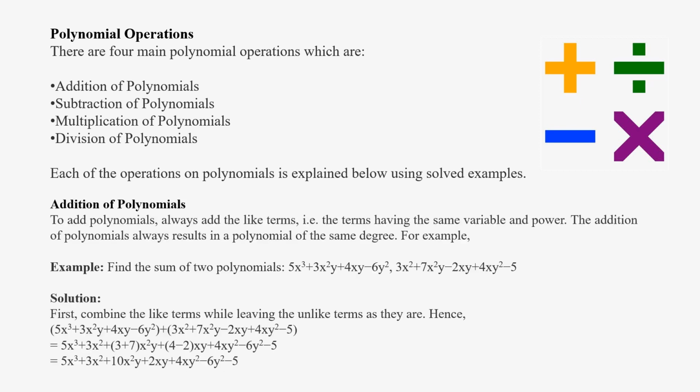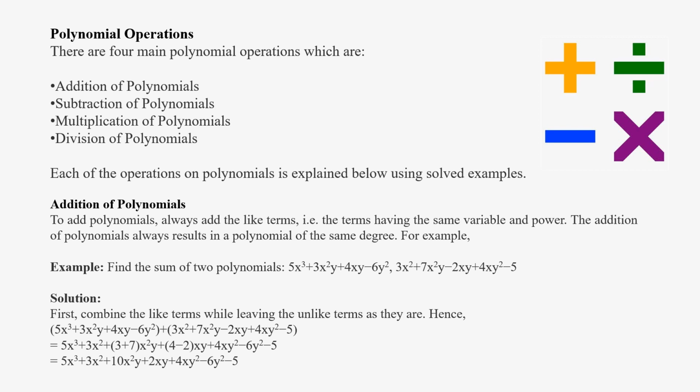addition of polynomials. To add polynomials, always add the terms like terms having the same variable and the power. Okay, suppose a term is given which has the same variables and the power, it means 2x square to 2x square. The addition of polynomials always results in a polynomial of the same degree. For example, they have given some examples.